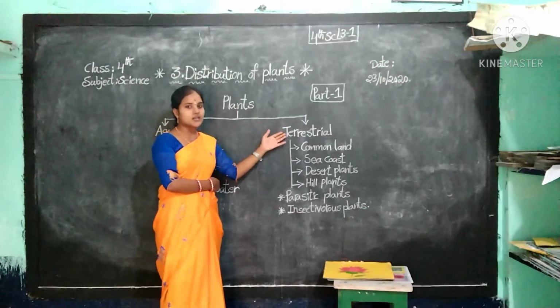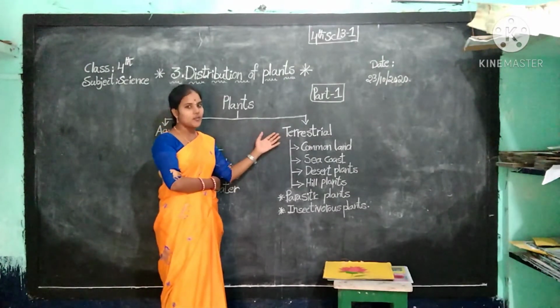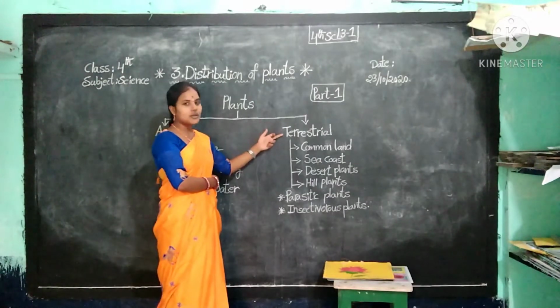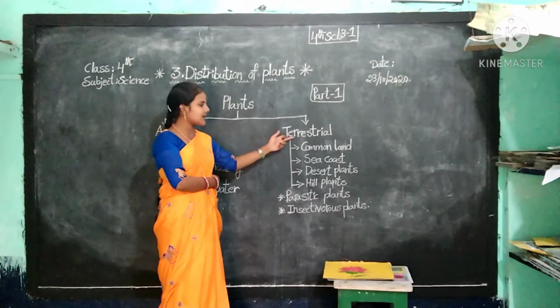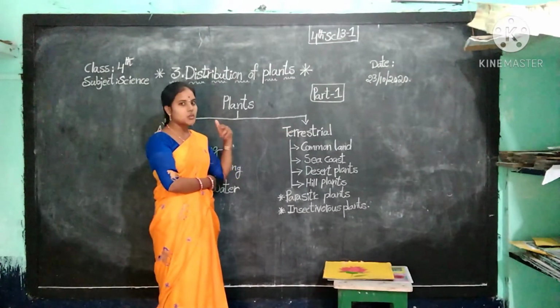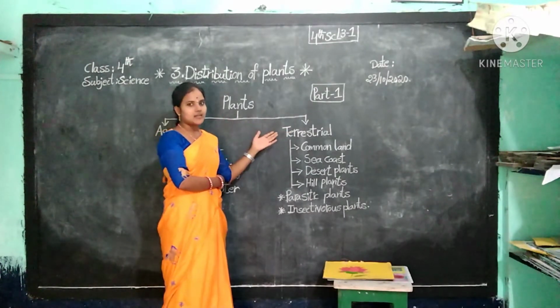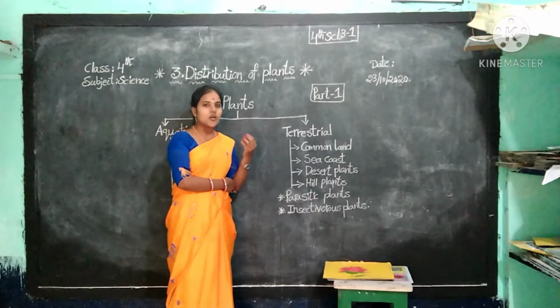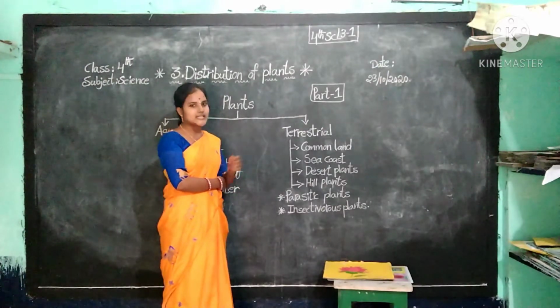Terrestrial plants are also known as land plants. Once you observe the spelling, terrestrial. The plants that grow on the land are called terrestrial plants.